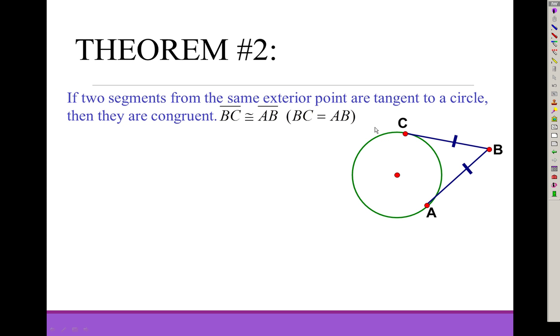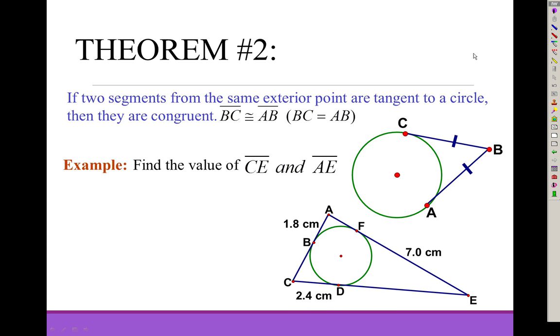Another theorem says that if two segments from the same exterior point are tangent to a circle, then they're congruent. So segment BC is tangent and segment BA is tangent. Since they're tangent to the same circle, then those segments are congruent. Imagine if you were standing at B and these two segments were your arms and you're holding a beach ball. You're holding a beach ball at the point of tangency on each side, and your arms are the same length. That's all it means. So when you have two tangents that hit the same exterior point, then they're congruent.